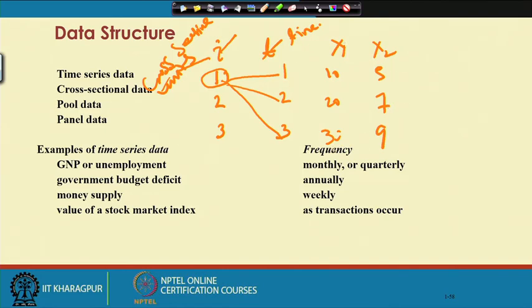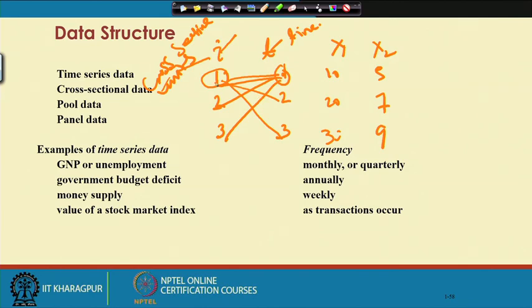Now, the other way can happen. Suppose time is constant here, then you will have data like this. This is called cross sectional reporting. For one particular time period, we are reporting against 3 different cross sectional units. So it depends upon how you are setting it.